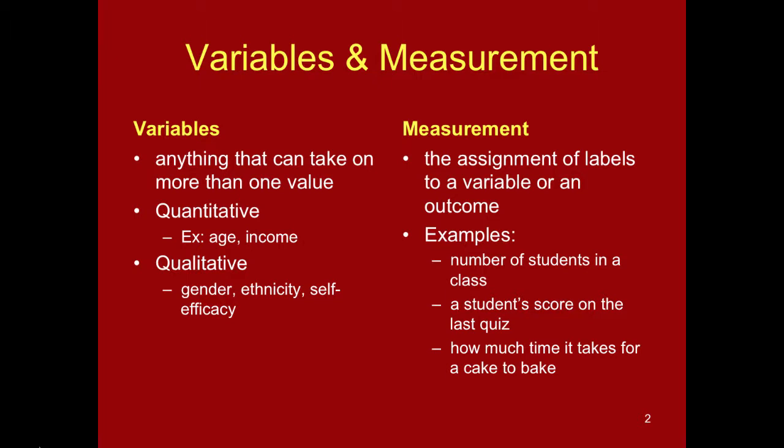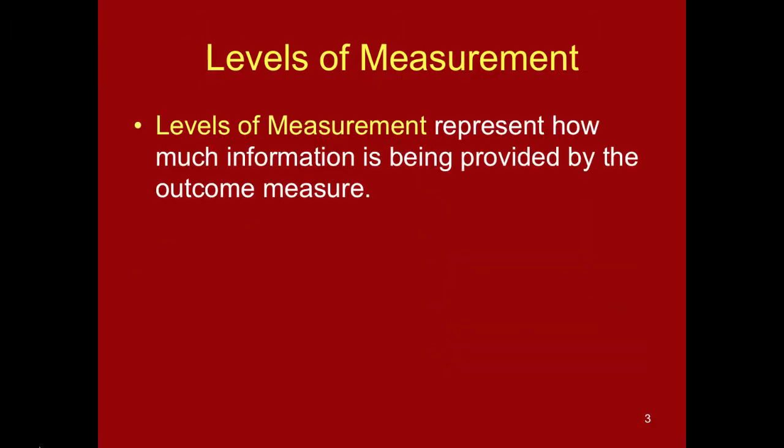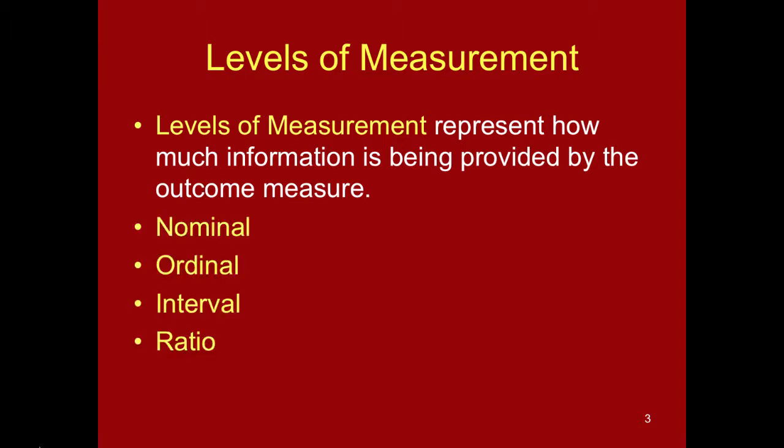In 1946, a famous experimental psychologist wondered if we could make more accurate inferences about test outcomes if we measured variables more precisely, or classified the types of variables we measured. This inquiry is where the 4 levels of measurement are derived. A level of measurement represents how much information is being provided by the outcome measure or variable. There are 4 levels of measurement in order of least precise to most precise. They are nominal, ordinal, interval, and ratio. On the next 5 slides, we will discuss these different levels.